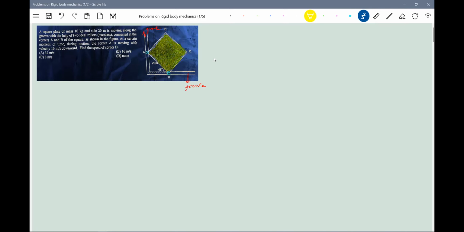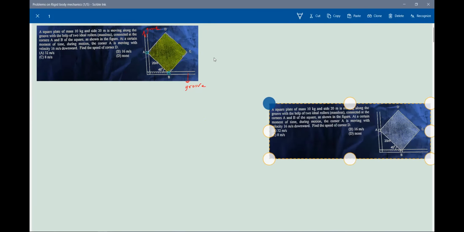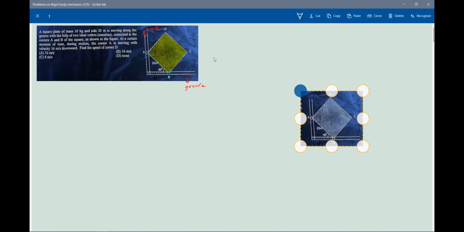You know most of the ideas here, now you have to start applying them. So do we know the speed of points A and B? Yes, we know it. Let me take only the diagram part.